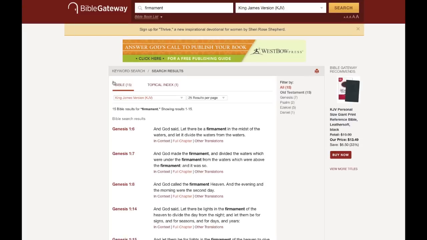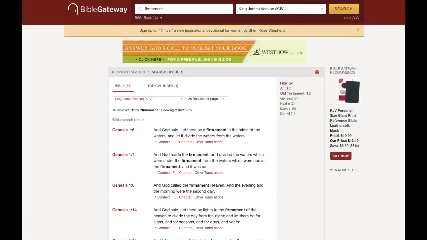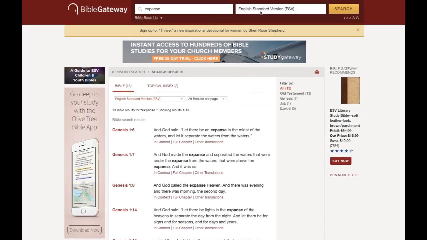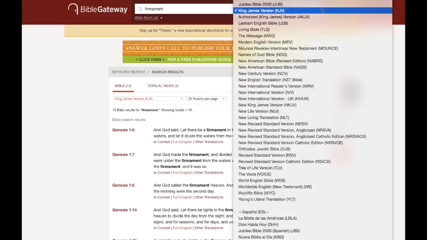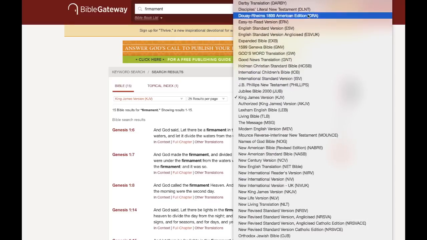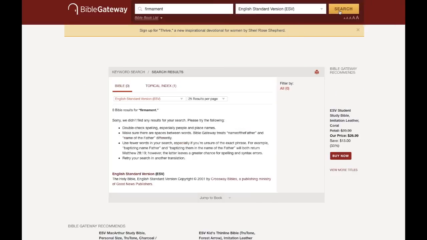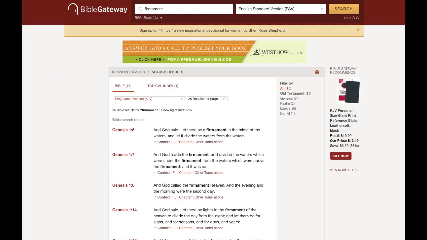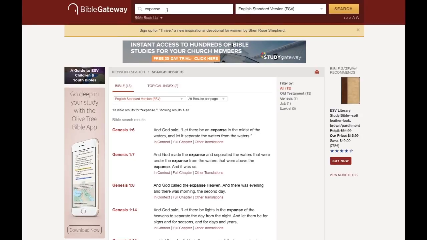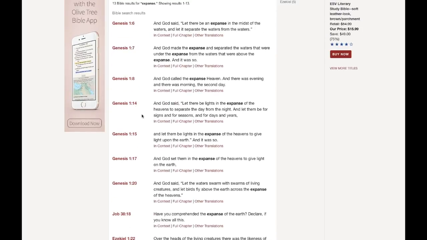The word firmament in English, in King James, is used 15 times. Now, here's the English Standard Version. I'm not saying one is better than the other, but this one uses the word expanse. It never uses the word firmament, ever. In fact, I'll show it to you right now. There's firmament. King James uses it 15 times. ESV, firmament, search. 0 results for firmament in the English Standard Version. There are 0 results. But if you put in the word expanse, which is what rakia means, you get 13 results. And it's basically the same verses that firmament is in the King James.